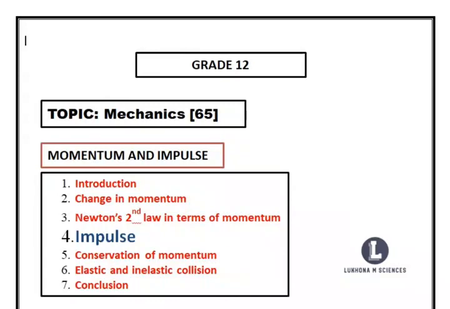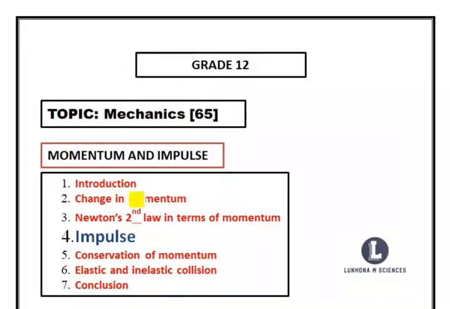Remember, we said the momentum is the product of the mass and the velocity of an object. And then we said the momentum is a vector quantity. It has the magnitude and the direction. The SI units for the momentum is kg meters per second. Then we also did Newton's second law in terms of momentum, which states that the net force is equal to the rate of change in momentum.